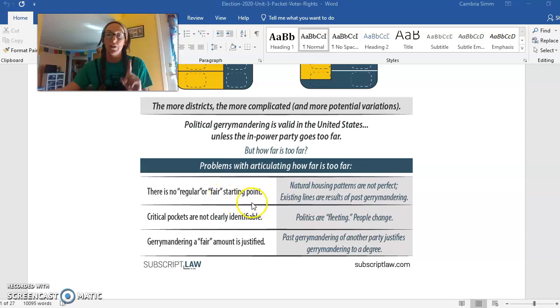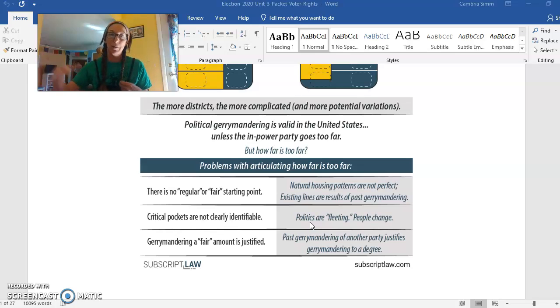There is no regular or fair starting point. Natural housing patterns are not perfect grids, and existing lines are a result of past gerrymandering for many, many decades. Okay? Critical pockets are not clearly identifiable. So they're talking about groups of people that believe certain things or vote certain ways. It's not always obvious where those groups or pockets are, and so the gerrymandering might not be intentional of dividing up the powers of those groups.